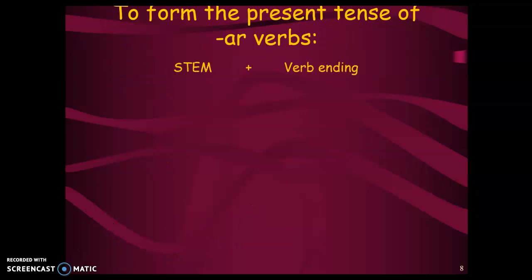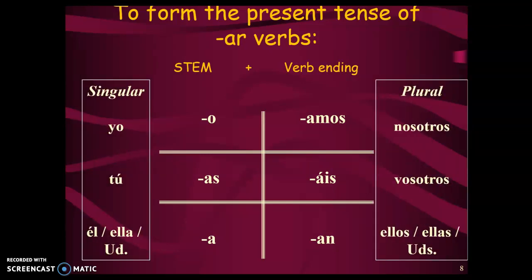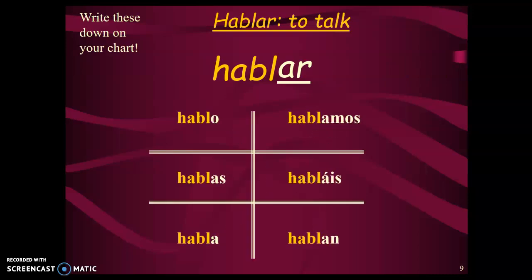So to form the present tense of our verbs, we already know this, so let's review. Remember the song o, as, a, amos, áis, an? Don't worry, I'm not going to add it to this presentation. So o, as, a, amos, áis and an. Áis is for vosotros. There you go, you have these pronouns. So write this down on your chart. I'm going to be submitting a chart for you so you can work on hablar. It's an AR ending verb. And there you go. There are the endings.